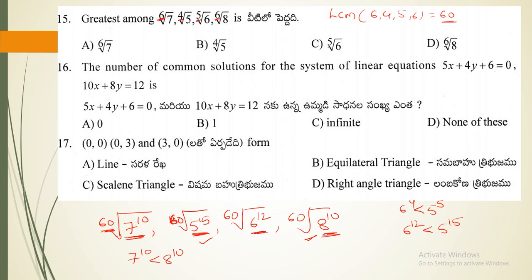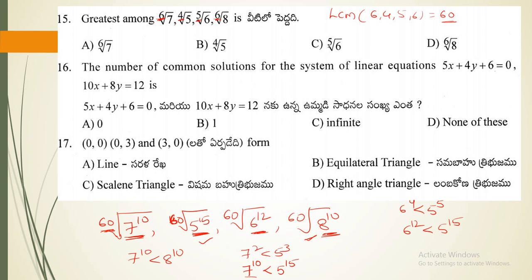And after that, next again we need to see 7 and 5. 7 square is less than 5 cube. So from this what I can say, if I raise to power 5, then this becomes 7 power 10 and this becomes 5 power 15.